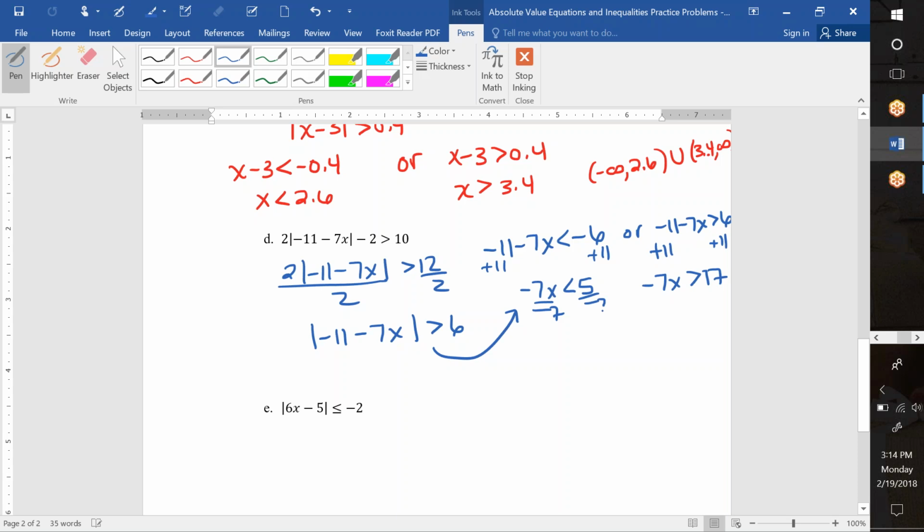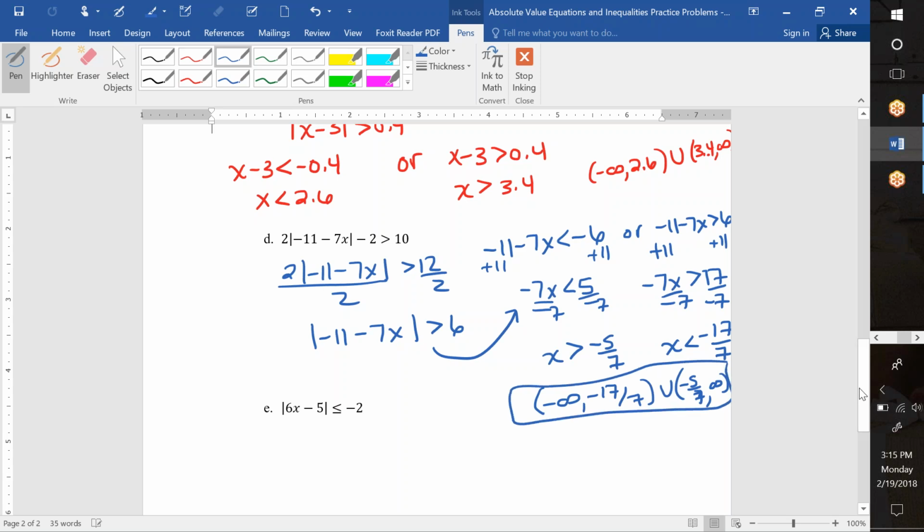Dividing by negative 7 will flip our inequalities, remember. And we're going to leave these as reduced fractions like they are. So this is going to be greater than negative 5/7 and less than negative 17 over 7. So in interval notation, that would be negative infinity to negative 17 over 7, since that's the less than case, and unioned with negative 5/7 to infinity.